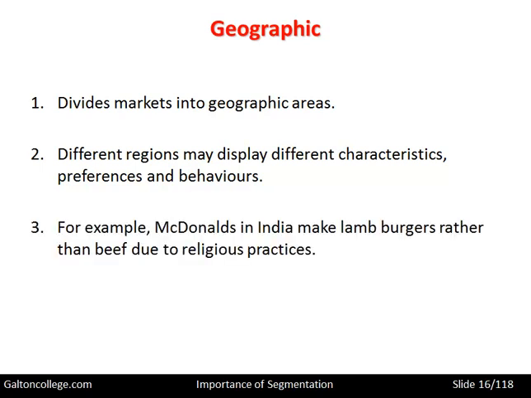For example, McDonald's in India make lamb burgers rather than beef due to religious practices. So companies must refine their activity according to the characteristics of the customers, according to the requirements of the customers.